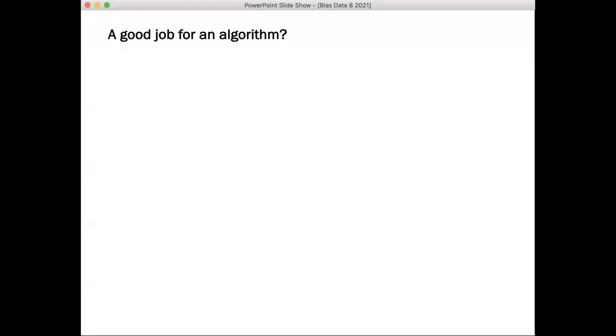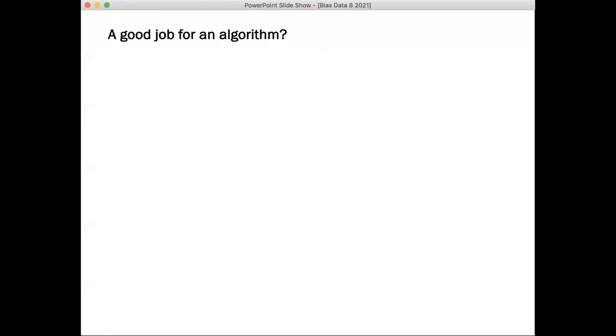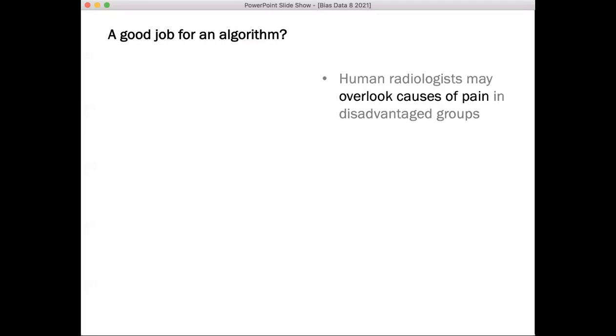Okay, but back to the knee algorithm. Could there be something wrong with the way we're currently teaching doctors to interpret x-rays? And could there be a way to fix this with an algorithm? So if human radiologists are overlooking causes of pain in these disadvantaged groups, maybe an algorithm can help. And that's certainly a possibility that occurred to us.